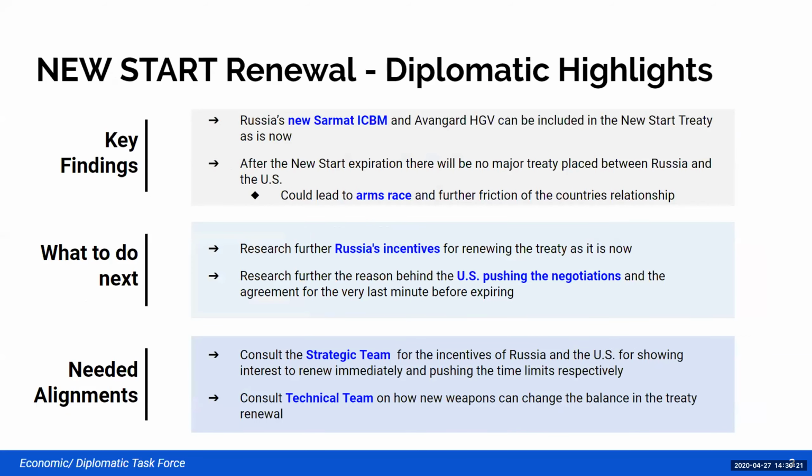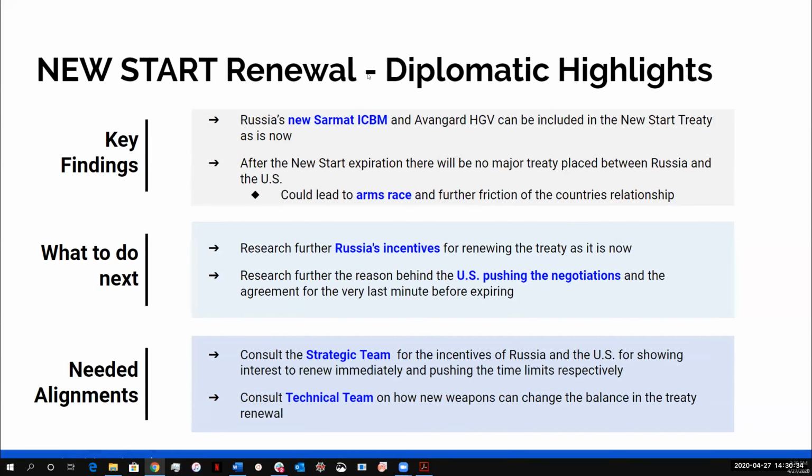So, let's go on. Hello, this is Tatiana Tierra-Ferez. I was looking into the New START treaty renewal, and in regard to this, our key findings are that the recently modernized Russian weapons that are of concern to the US, which it wants to include in a possible New START treaty renewal, such as the Sarmat ICBM, can be part of the renewal as it is now, which is something that Russian officials recently declared at the end of 2019.